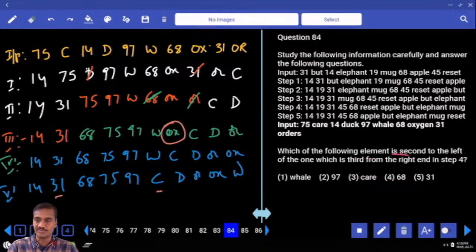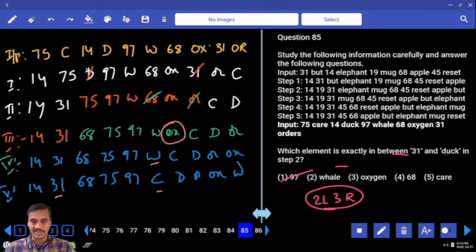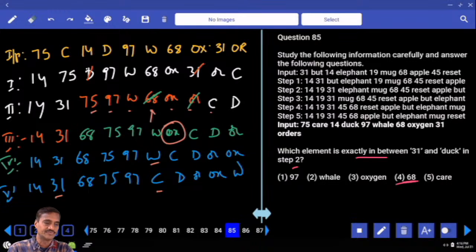Which of the following elements is second to the left of the one which is third from the right? Second to the left of third from the right: 2 plus 3, fifth from the right hand, which is step 4. 1, 2, 3, 4, 5, W. And W is choice 1, question number 84. And 85: which element is exactly between 31 and duck? 31 and duck in step 3, element exactly in between: 1, 2, 3, 4, 5, 6, 7, and 1, 2, 3, 4, 68. Now 68, choice 4, 85.